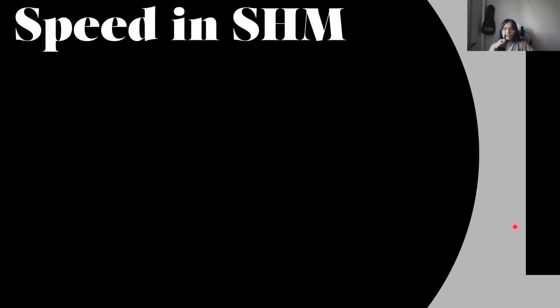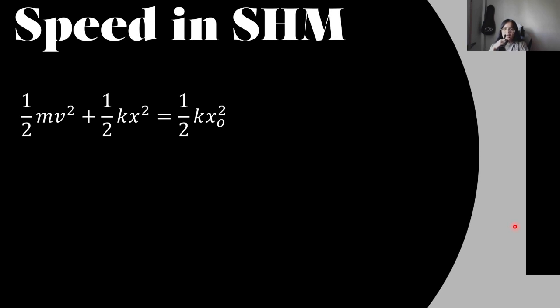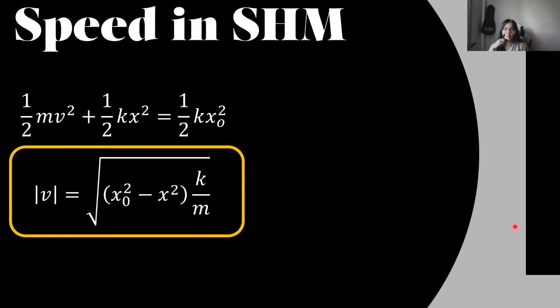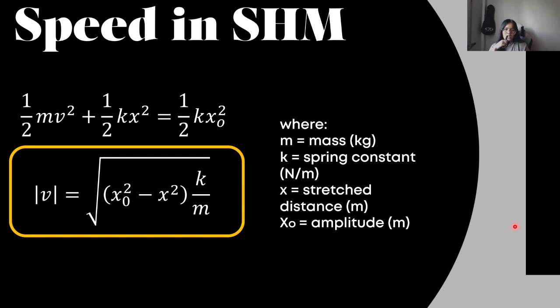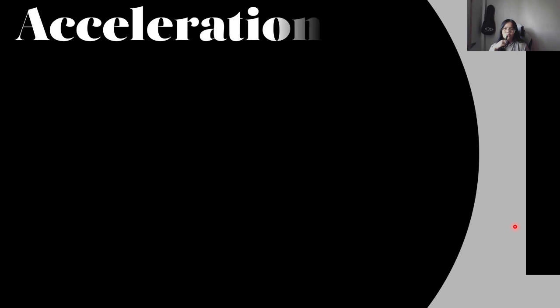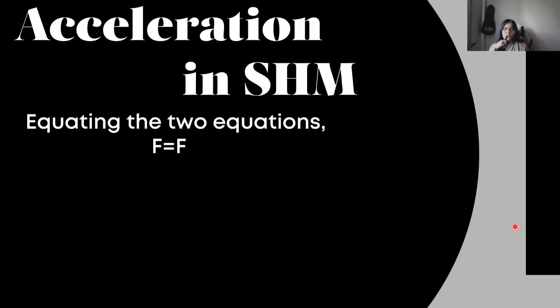Okay? So, speed in SHM. Galing sa formula kanina, kapag ide-derive mo yung v, makukuha tong formula. Okay? Then, same variables pa rin. m is for mass, k is for spring constant, x is for the stretch distance, and x sub o is for amplitude.